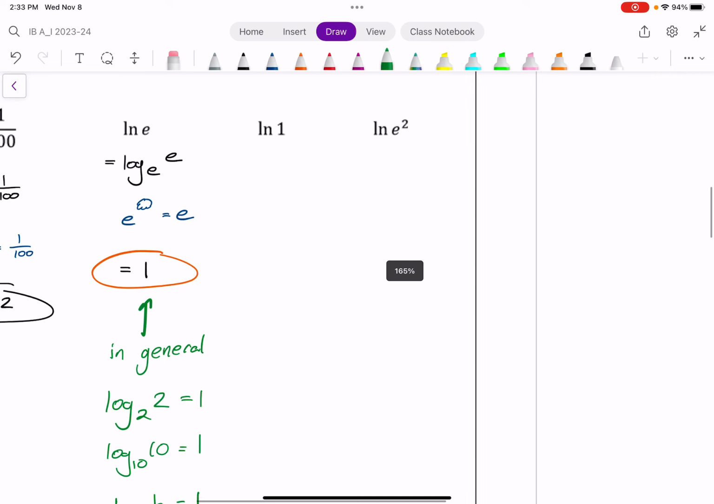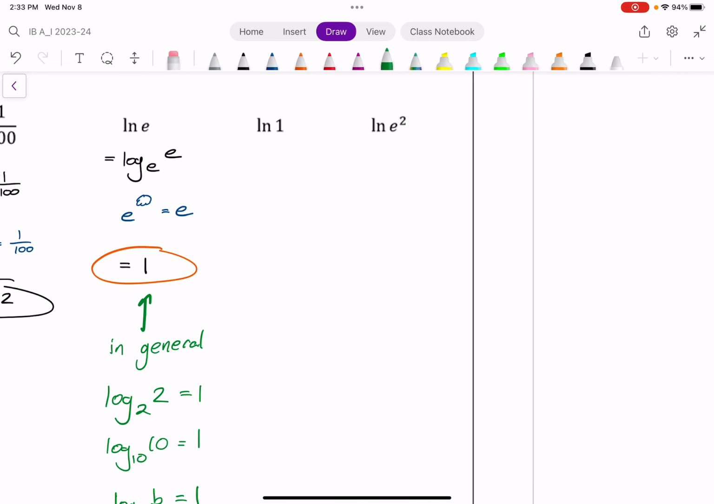All right, then I have the natural logarithm of 1, which again means log base e of 1, which means e to the power of what equals 1? Well, anything to the power of 0 equals 1. And so therefore the ln of 1, or the natural logarithm of 1, must equal 0, because again, e to the power of 0 equals 1.